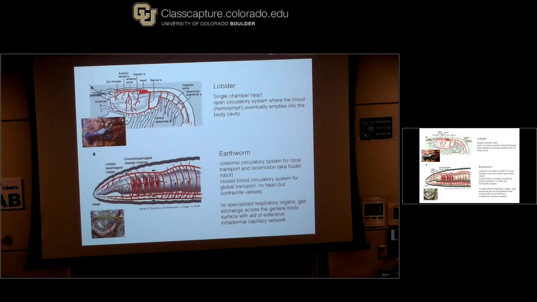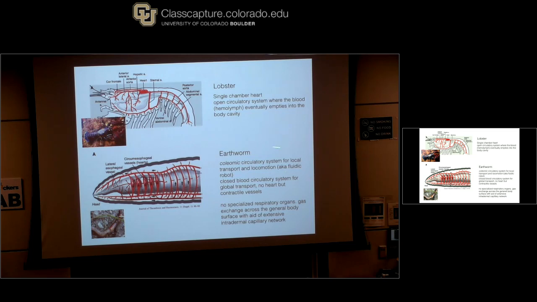Now these are just two test cases, which I'm sure you never think about when you see these guys. The lobster is this guy here. It has a single-chambered heart and an open circulatory system, whereas the worm, which maybe to some of you looks equally boring like the lobster, actually has a closed blood circulatory system for the global transport, but it doesn't have any heart. It has contractile vessels, which are like mini hearts.